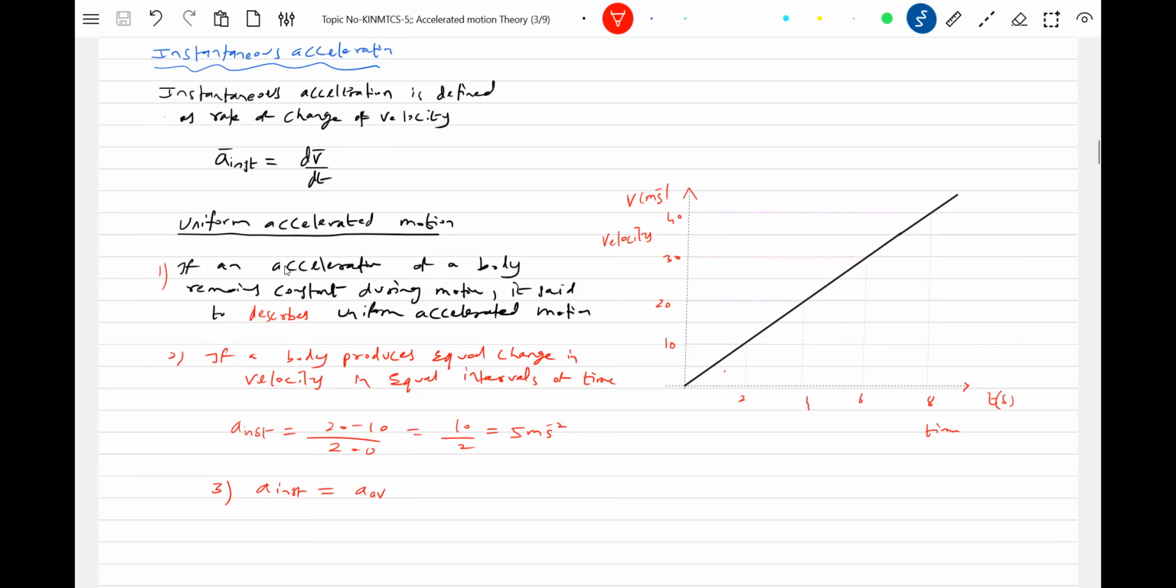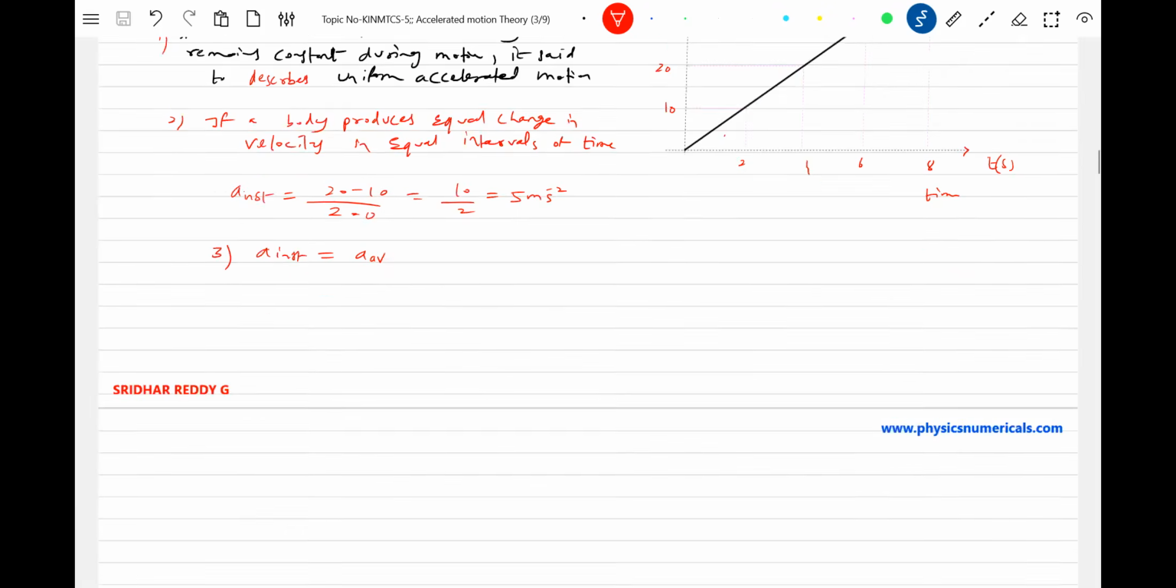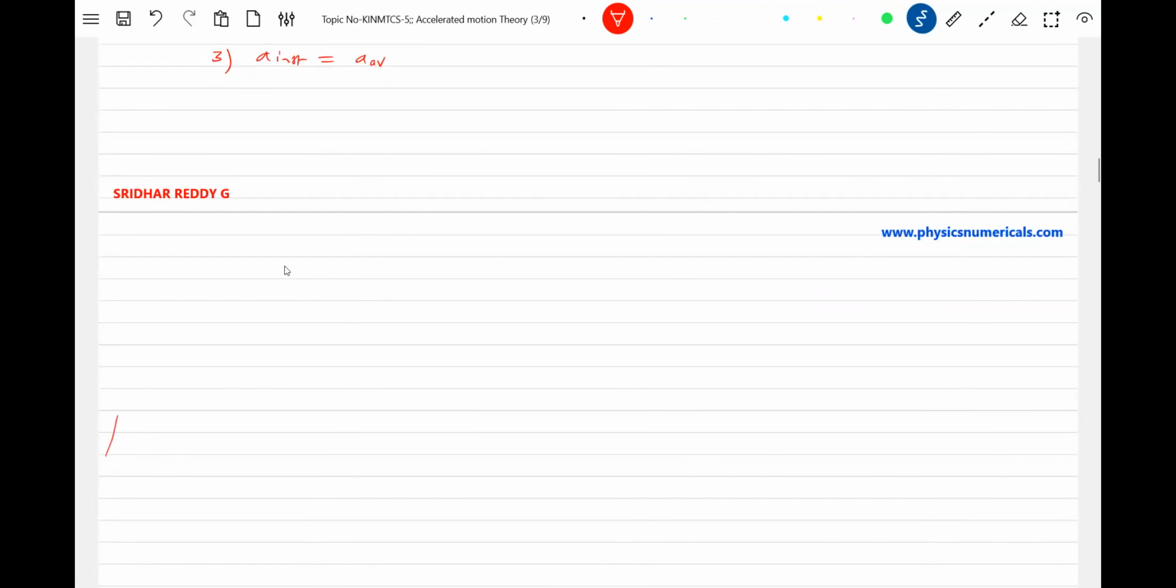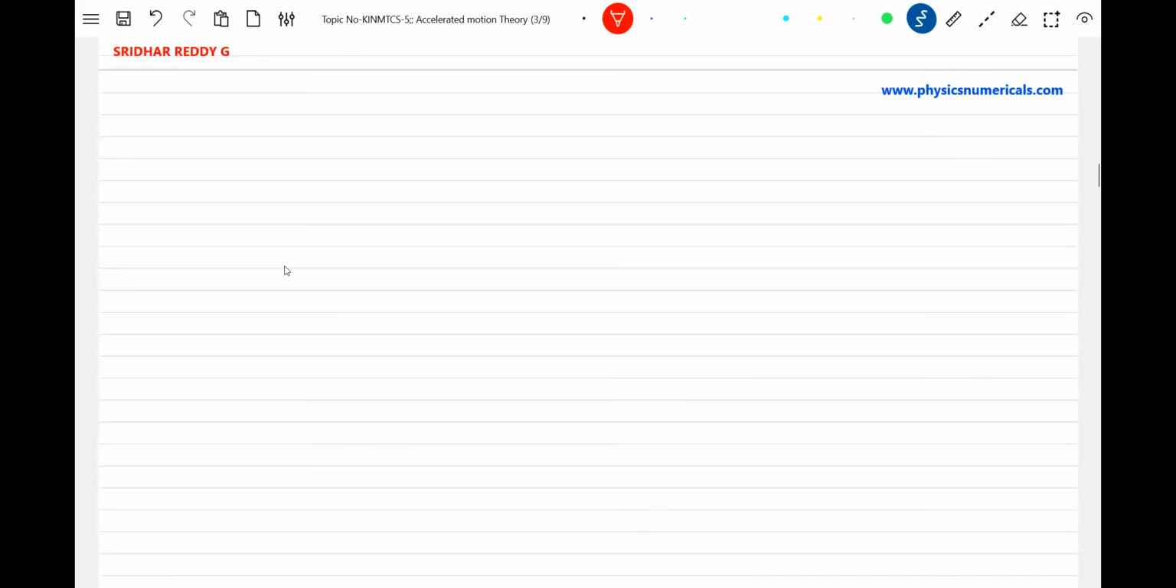uniform accelerated motion. Okay, now in uniform accelerated motion, we'll see how velocity, acceleration, and time are related. So we are going to derive now the equations of motion, means equations which will describe the motion entirely. Now let's take help of this first one. So we know acceleration is equal to dv by dt. So this I'll rearrange: a dt equal to dv, or dv equal to a dt.